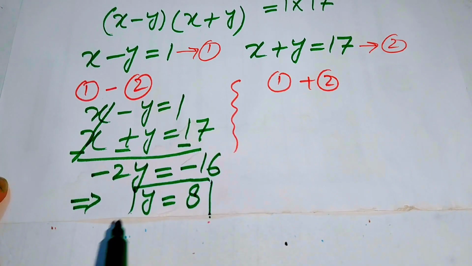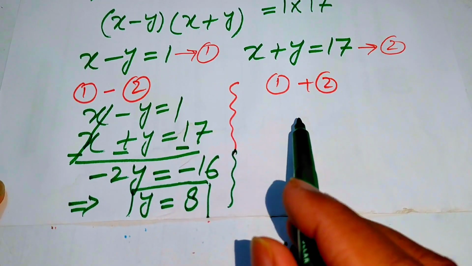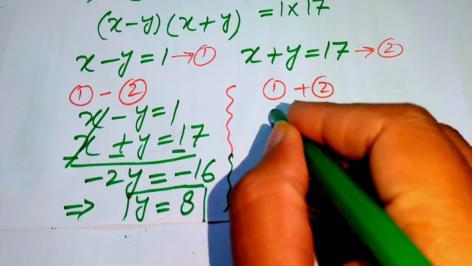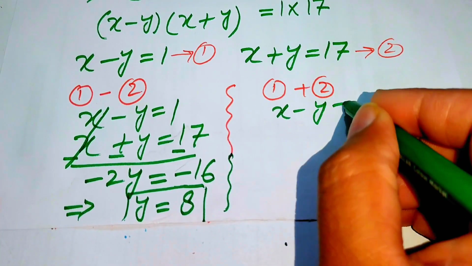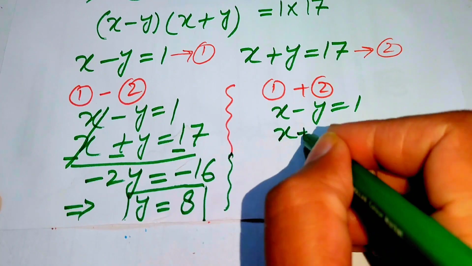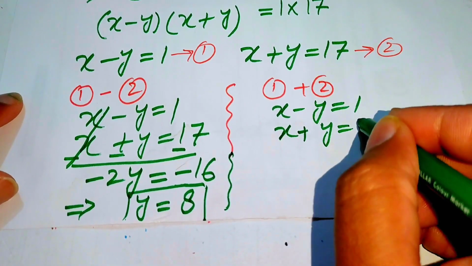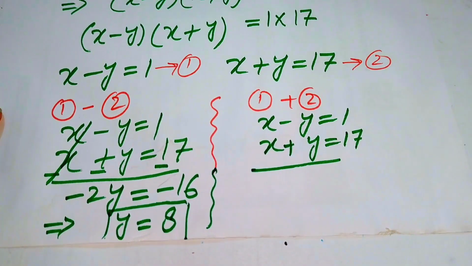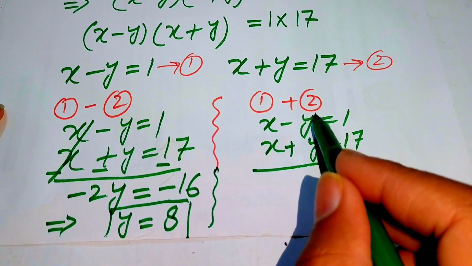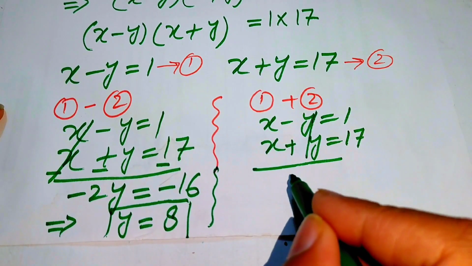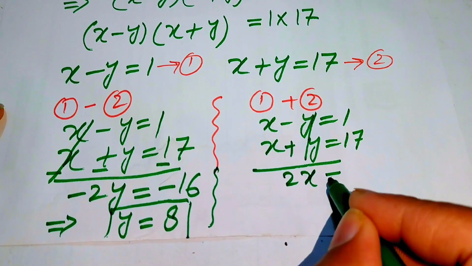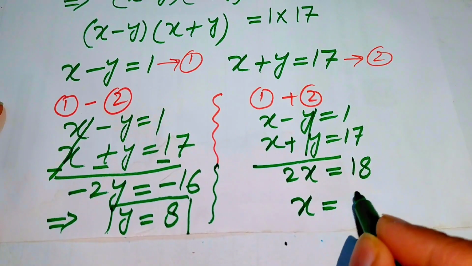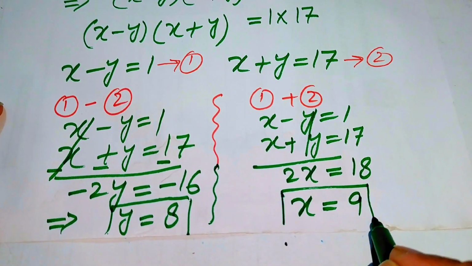And similarly we focus on this case, and here we add equation number 1 and equation number 2. Our equation number 1 is x minus y equals 1, and equation number 2 is x plus y equals 17. Here we add these two equations, and you see the positive and negative y terms are gone, and we add x and x, so it will be 2x equals 18. In this case, we get the value of x equals 9.